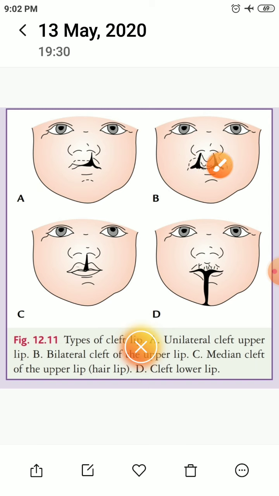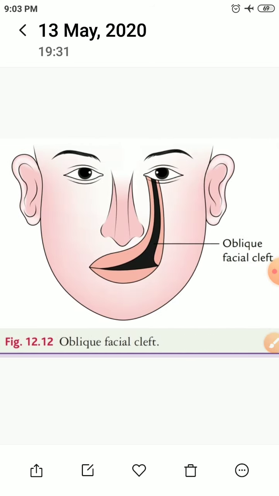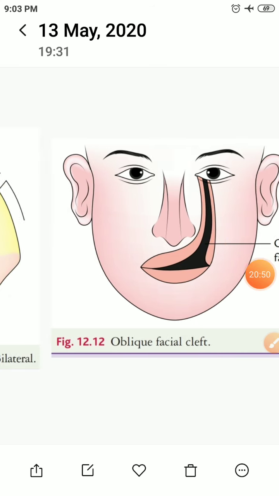You can see the cleft is on both sides. So it is bilateral cleft lip of the upper lip. Here it is in the center. So median cleft of the upper lip, hair lip. Then this is lower cleft lip. So these are the different facial anomalies that develop due to non-fusion of these five processes that help in the formation of the face. So this is one more thing, oblique facial cleft, that is the importance.